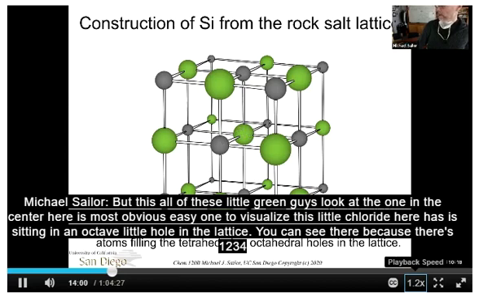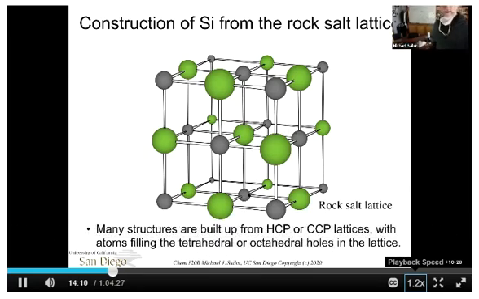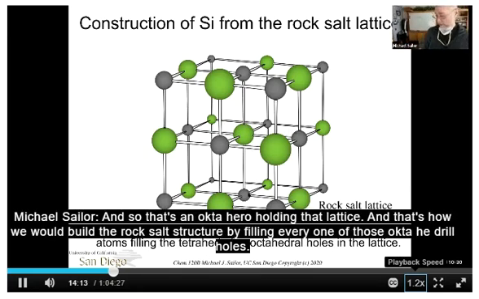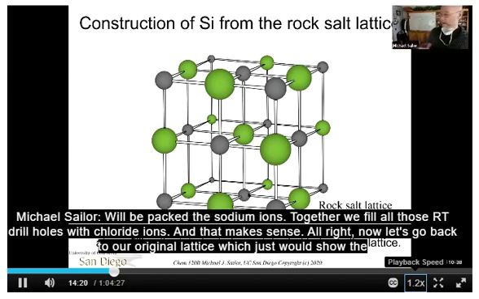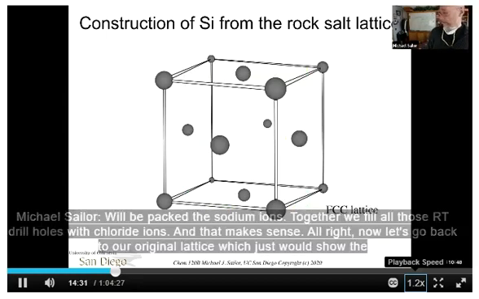And you can see it there because there's 1, 2, 3, 4 nearest neighbors in that plane, one on top and one down below, okay? So that's how it works. And so that's an octahedral hole in that lattice, and that's how we would build the rock salt structure, by filling every one of those octahedral holes. When we pack the sodium ions together, we fill all those octahedral holes with chloride ions, and we make sodium chloride.